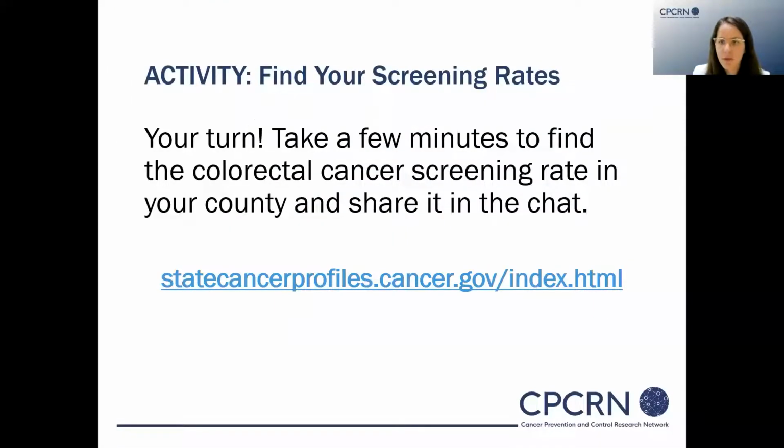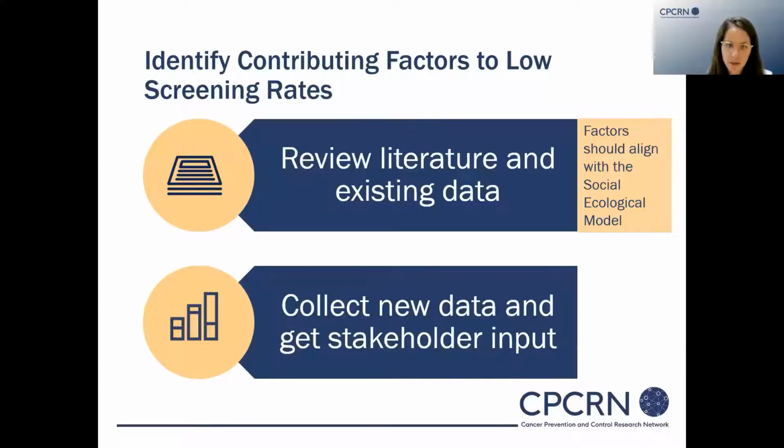Okay. So after you've determined your screening rate, the next step you'll want to do is conduct additional research looking into what might be contributing to your screening rate, especially if it's low, like Chatham County's rate was a little low. So you can do this by reviewing the literature and existing data and collecting any new data, or even gathering stakeholder input and creating your own maps and diagrams of the process.